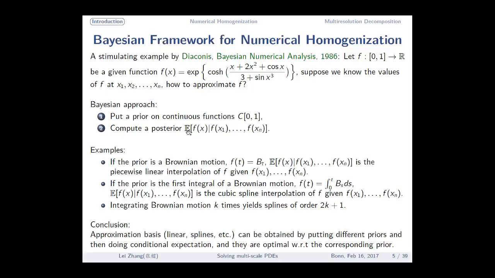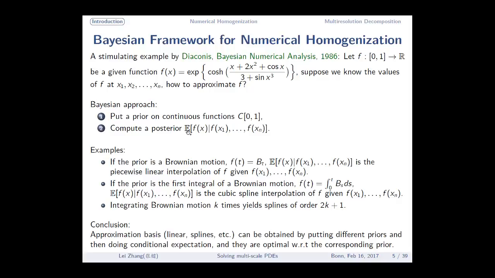So this is a paper by Diaconis, many years ago, 30 years ago, and he proposed such an example. So suppose we have a function, okay? Some function, any function. Suppose we know the values of f at some points, like x1 to xn, and how to approximate f. Okay, so that's numerical analysis 101, right? So you have 1,000 methods to approximate that. But this Diaconis is a statistician, so he proposed this Bayesian approach.